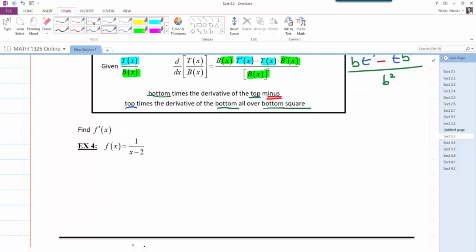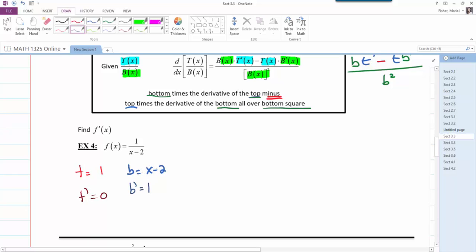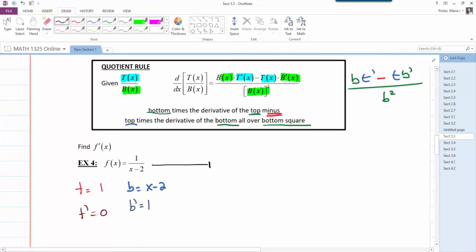In our case, our top function is 1 and our bottom function is x minus 2. The derivative of our top function, well, the derivative of 1, which is a constant, is 0. And the derivative of the bottom function, well, the derivative of x minus 2, the derivative of x is 1. The derivative of negative 2 is 0, so I don't need to write plus 0. So let's go ahead and find the derivative.